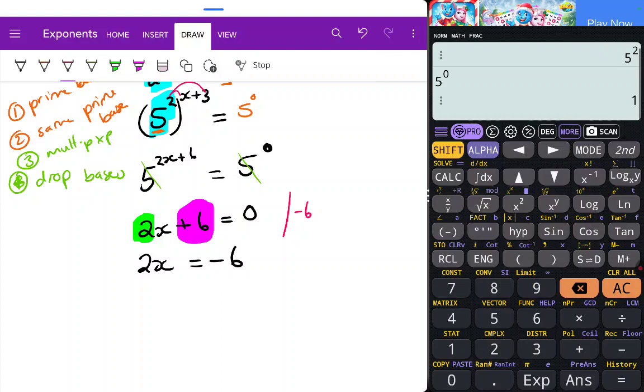Okay, now let's get rid of that 2. So we're going to say divide by 2 on both sides. 2x divided by 2 is x, and minus 6 divided by 2 is minus 3. That is my final answer. x is equal to negative 3. Okay, hope that makes sense.